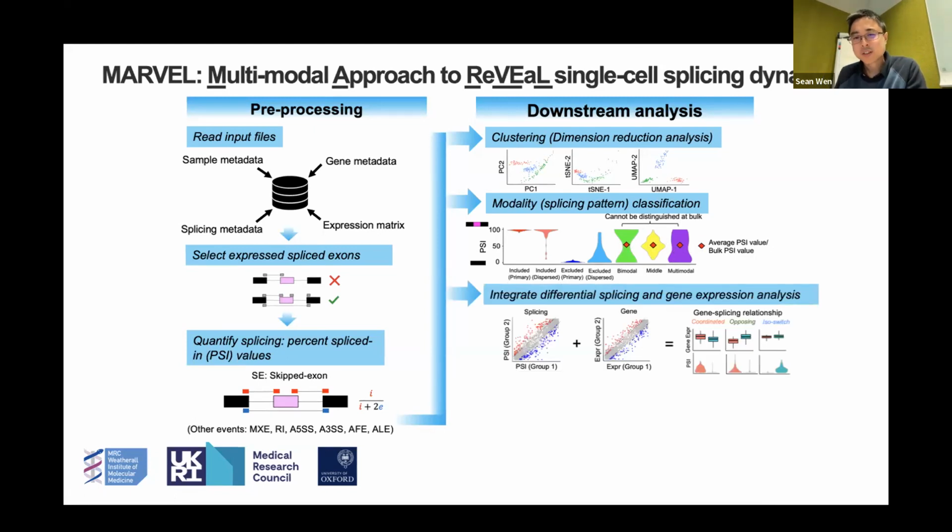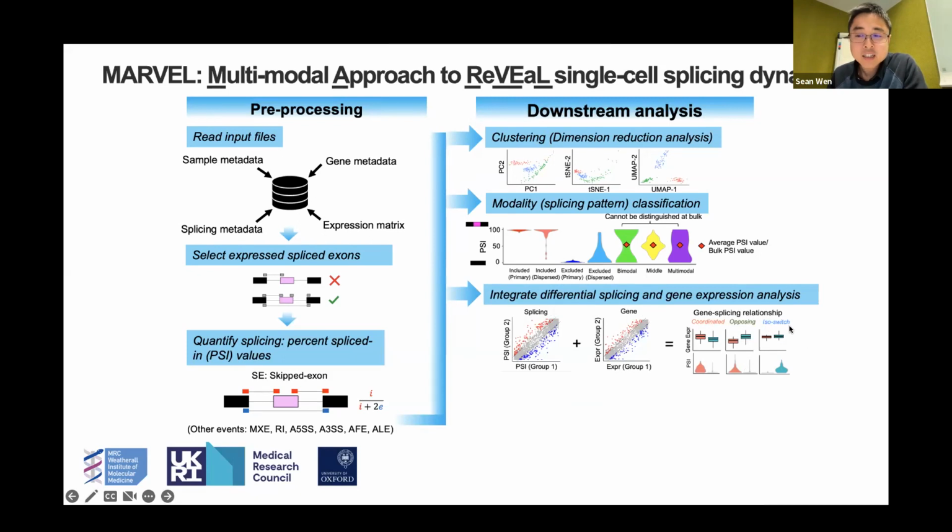Okay, so then comes the cornerstone of every RNA sequencing analysis, which is the differential expression analysis. One thing nice about Marvel is that we're able to integrate both differential splicing analysis and differential gene expression analysis. And by integrating these two omics together, we are able to study the relationship between gene and splicing. So for example, over here, you will see the gene expression decreases from cell group A to B, and this is the same for the splicing pattern. For this opposing pattern, although the gene expression is higher in cell group B, you will see that the PSI value is lower in cell group B.